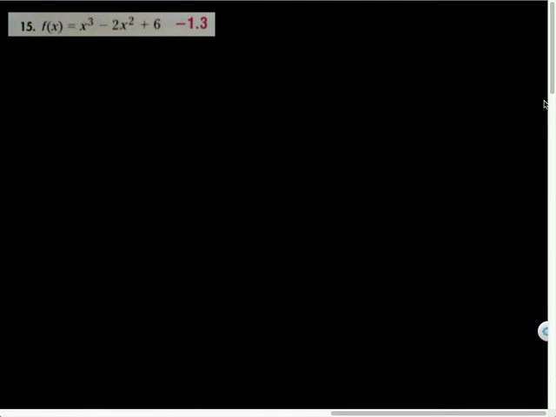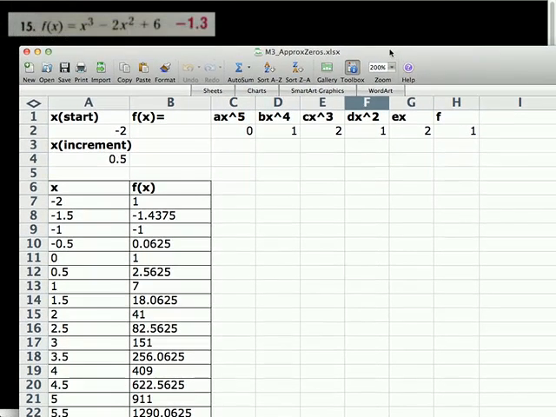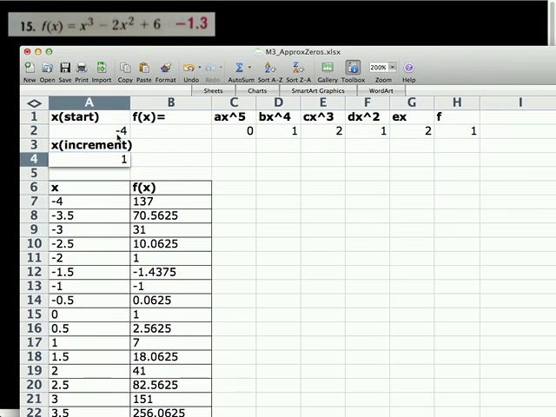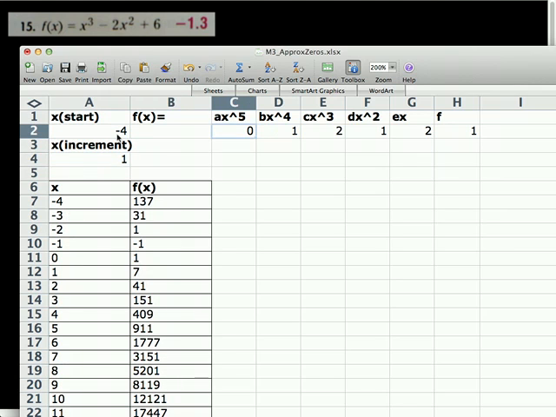For 15, they were specifically only interested in approximating zeros to the nearest tenth. I might end up analyzing this a little bit beyond that. So what I gave you last night was a little spreadsheet that you had access to on Google Docs. Okay. Well, let's start counting by ones and start at -4. And let's plug this in.